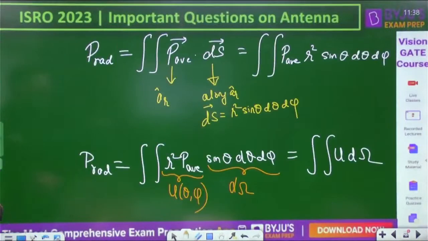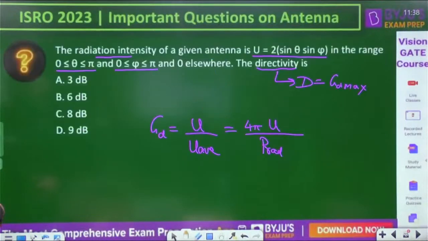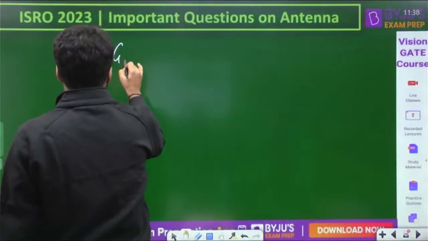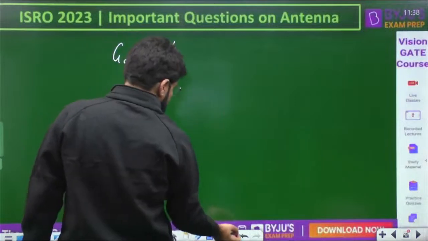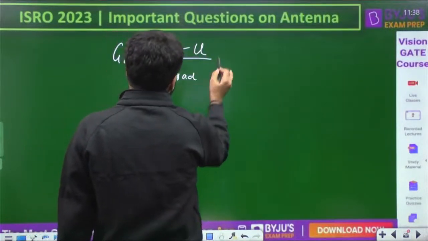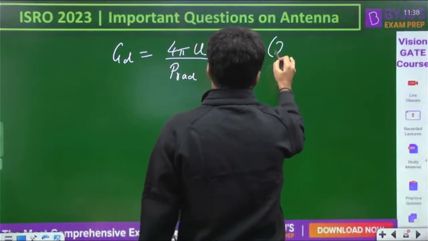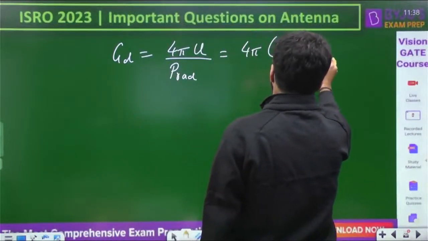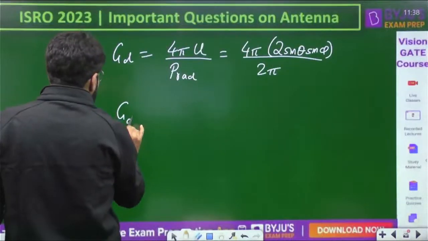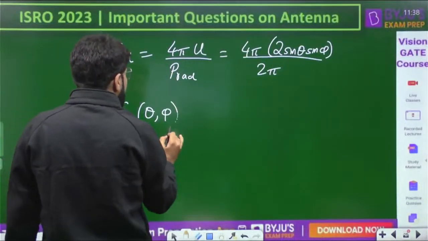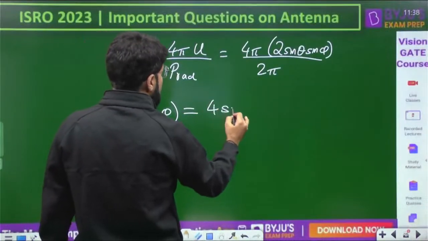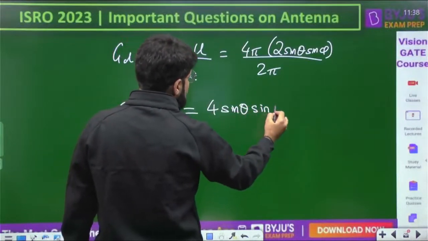So the radiated power is obtained as 2 pi. Now let's come to the GD calculation finally. What is the GD calculation then? As we have written, it is 4 pi U divided by P rad. Now let's put down the values. 4 pi U is again 2 sine theta sine phi, divided by the radiated power 2 pi. So the final GD, guys, sometimes they can ask only for the directive gain function. So this cancels to 4 sine theta sine phi.